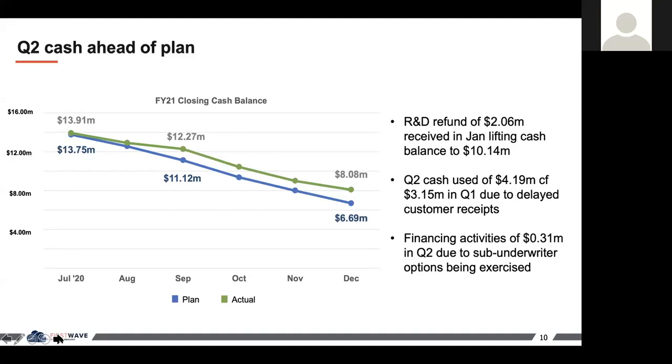You may have noted from the 4C that cash used in the quarter was higher than in Q1. So let me just deal with that for a second. This is a result of changes in a supplier financing agreement with a major customer, which has impacted the timing, but not the quantum of the payments from this customer. And several new billing partners being onboarded. We onboarded 9 in Q2, where the establishment of billing and reconciliation processes delayed invoicing and collections. Finally, on Q2, financing activities of $0.31 million in the quarter were due to sub-underwriter options being exercised.